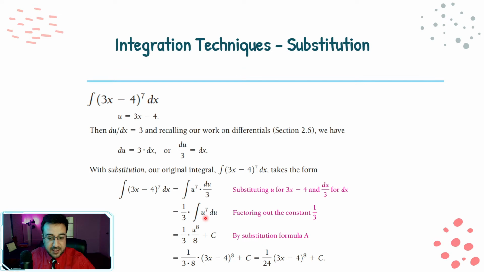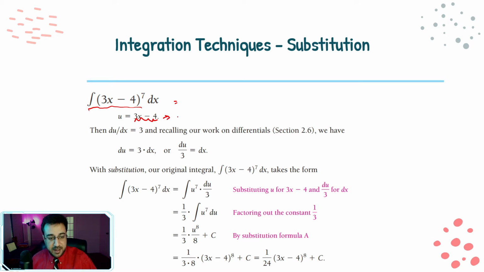Let's take an example over here. You have the integration of (3x minus 4) to the power of 7 dx. If you distribute the power inside, it will be complicated, while you can take a simple approach by making u equal the expression 3x minus 4. Then this would be the integration of u to the power of 7 dx. So u is 3x minus 4.